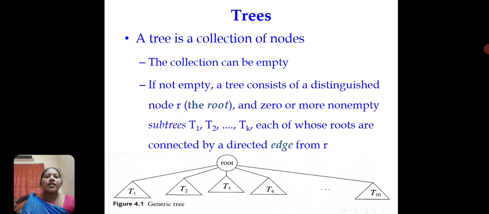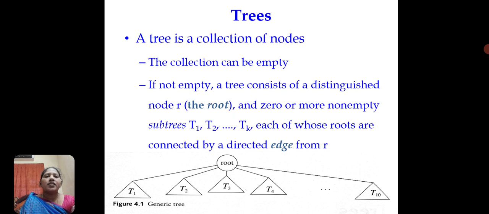In this diagram, figure 4.1, you can see a general tree diagram where root is the unique distinguished node, and T1, T2, T3, T4 up to T10 are called the subtrees. These subtrees are connected to the root using an edge. So these are all the basic things that we must know about trees.